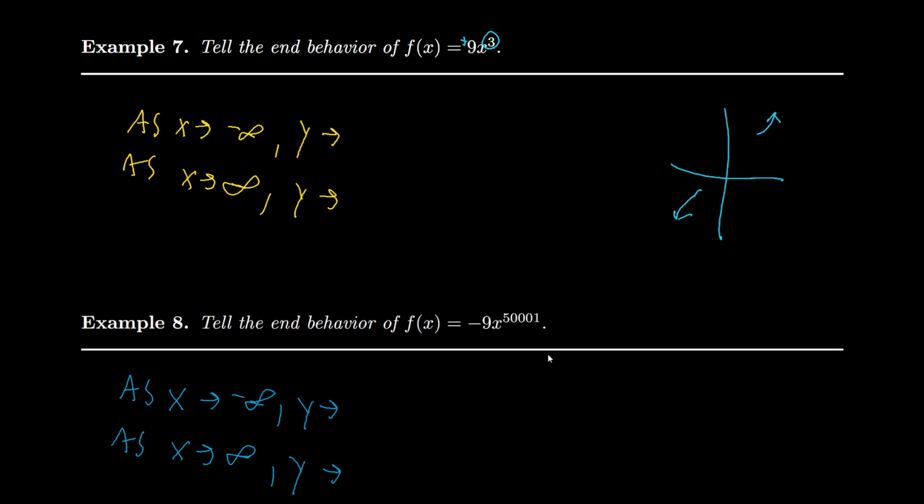So, as x goes to negative infinity, where's our y going? Well, to negative infinity. As our x goes to positive infinity, where's our y going? The part of the graph that we've drawn. It's going to positive infinity. Down here, this is negative, and 50,001 is an odd number. We don't even care that it's that big. All negative odd functions are going to look like this at their ends.